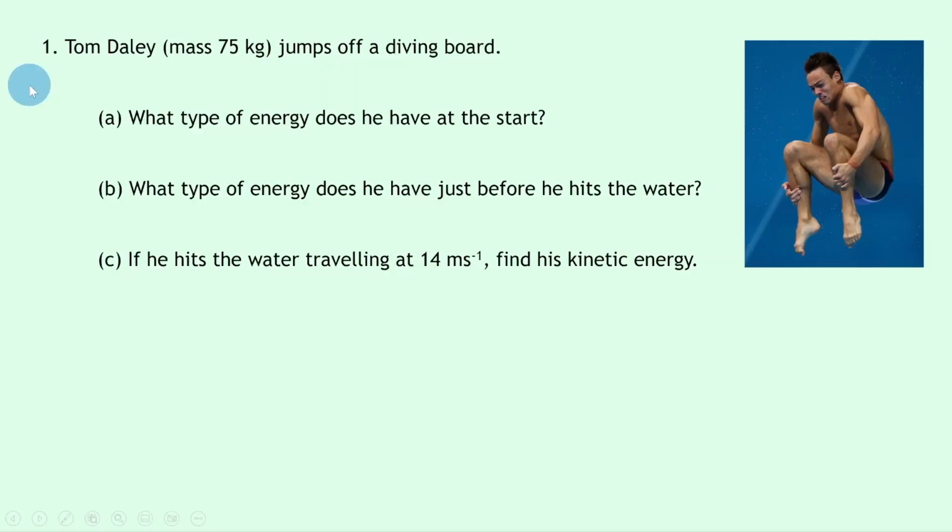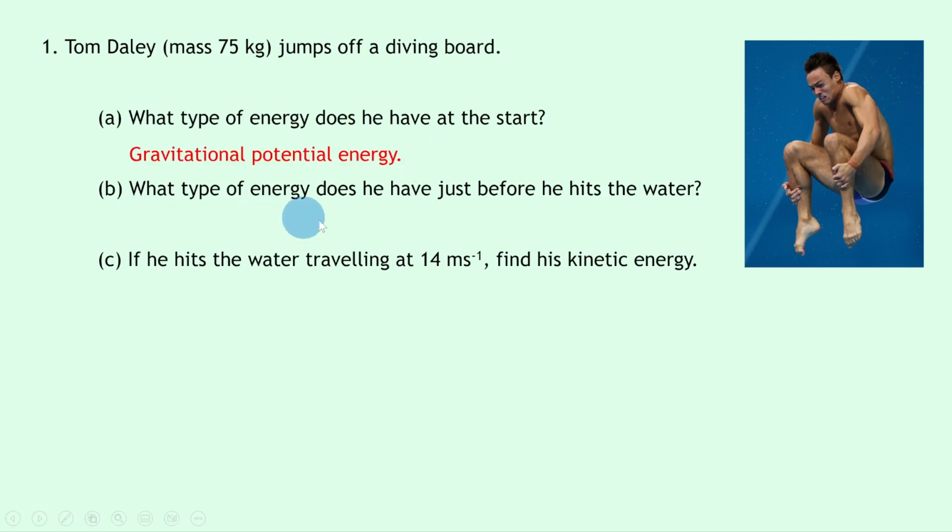So let's get started. Question 1 says Tom Daly with a mass of 75 kilograms jumps off a diving board. Part A says what type of energy does he have at the start? Well, at the start he's on the diving board, which is a certain height above the surface of the water, so that means he has gravitational potential energy to begin with.